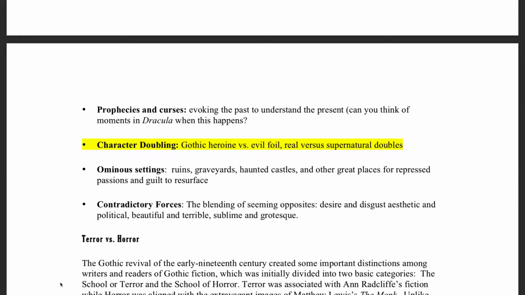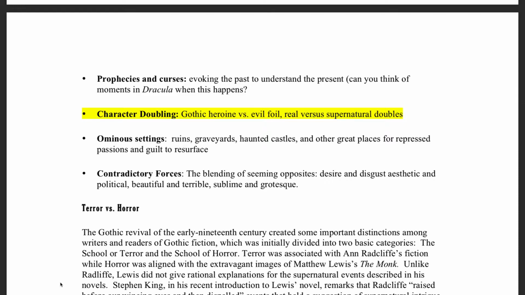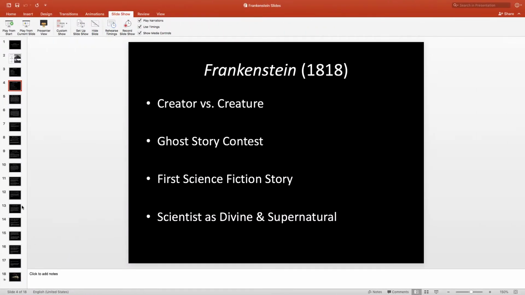You want to be thinking about the setting of Victor's first appearance to Walton, and the ice and the snow and the sort of blurring of what we're seeing when the creature emerges. These are all significant. And finally, the presence of contradictory forces. So these are just some of the things we're going to talk about in the novel.